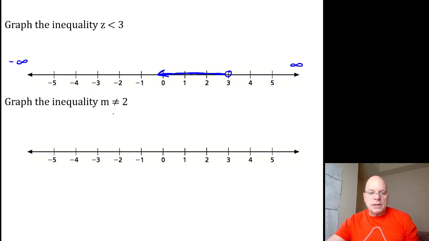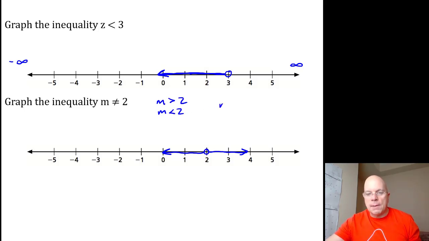The inequality m is not equal to 2 could be any value. It just can't be positive 2. So you put an open circle at positive 2. You would need an arrow to the right to show that m could be greater than 2, and an arrow to the left to show that m could also be any value less than 2.